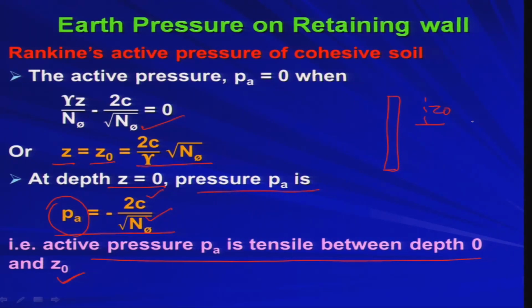Understood? So, say this is the z naught depth. If I want to obtain the pressure distribution, this is my negative. It is 0 at z equal to z naught, and this is negative 2c by root over N phi. So from the top to z naught depth, you will be getting tensile stress or tensile pressure. Understood?